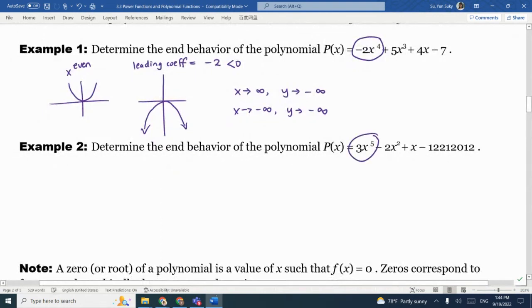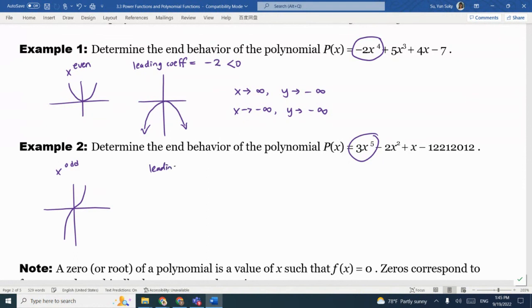Similarly, for the next example, you look at the leading term. This is x to an odd power. So what does it look like? Yeah, like x cubed. So x to an odd power looks like x cubed. And our leading coefficient is 3, which is positive, right, everybody? So it still looks like that, but maybe it's more skinny because of the vertical stretch by a factor of 3.